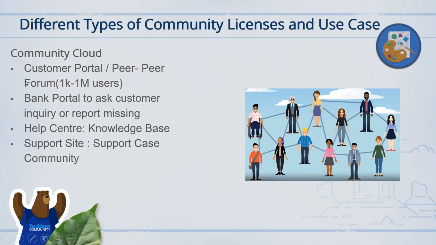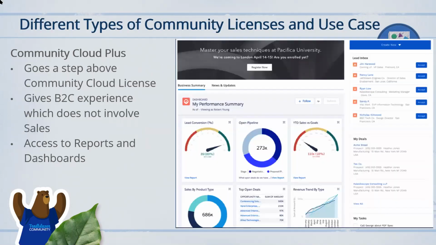Some of the use cases where you can use Community Cloud licenses: let's say you have a bank portal where users can report the loss of a card and then get their card deactivated. Or let's say there is a support site where customers can go and raise a case, right? Or there is a help site where customers can search help articles and knowledge articles to help themselves, right? The second type of license is Community Cloud Plus, which goes a step above the previous license that we discussed, which is Community Cloud.